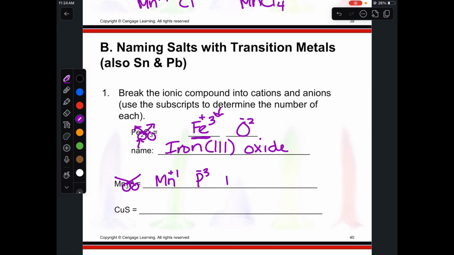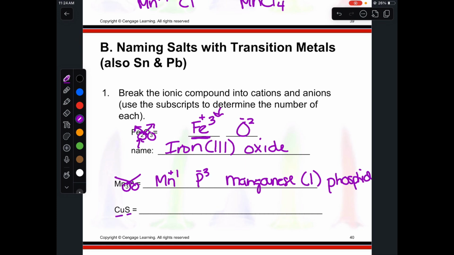Now, the reason I wanted to show you this one was because this manganese is a 1 Roman numeral, and I know that's odd because I say oftentimes we don't show 1s, but you do have to show the 1 for a transition metal, because if you don't, it's almost like you forgot to do it, okay? And then this is phosphide.